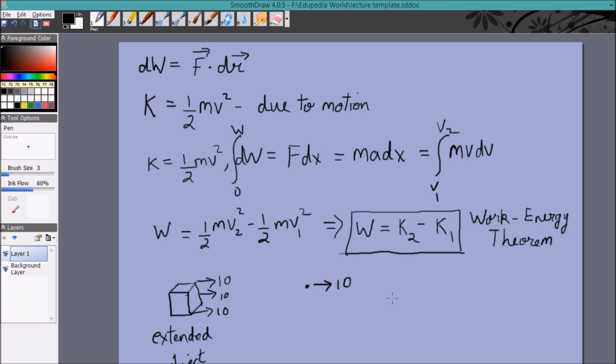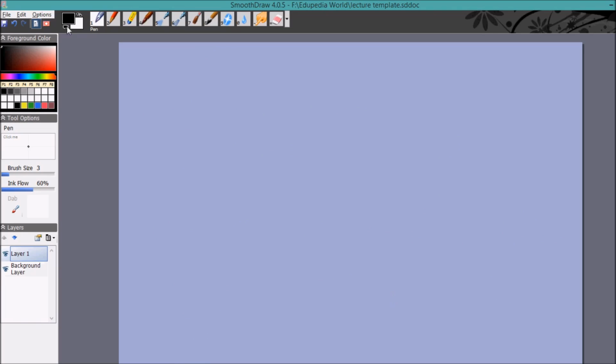Let's see what happens when we have more than one particle, right? So let's say this is a particle of mass m1, this is a particle of mass m2, right? And let's say they both exert a force towards each other, an attractive force, let's say, of magnitude F. It could be the gravitational force, for example, right? And no other force is acting on the particles.